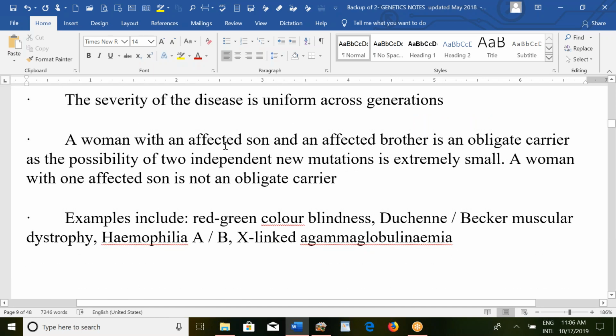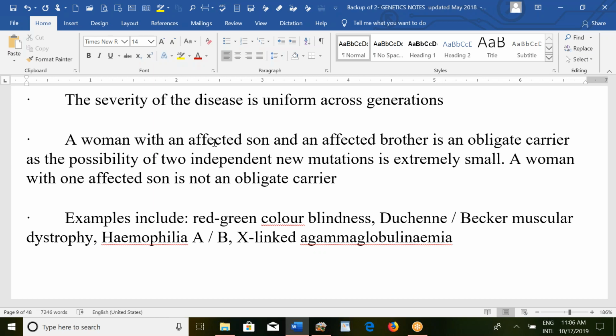A woman with an affected son and an affected brother is an obligate carrier, and it means that she had an affected brother, and now she has an affected son, so it is confirmed that she is a carrier, and the possibility of two independent new mutations is extremely small. A woman with one affected son is not an obligate carrier. So with one son, we will not say that she is a carrier.